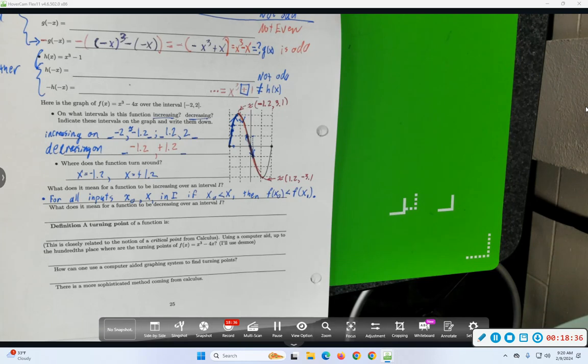So let's just parse this out and see what it says. I'll say a function is increasing if whenever you take two inputs and one of them is to the right of the other, then the corresponding output will be above the other output. Does that agree with what we've labeled in blue right now? Let's do a quick check of that.